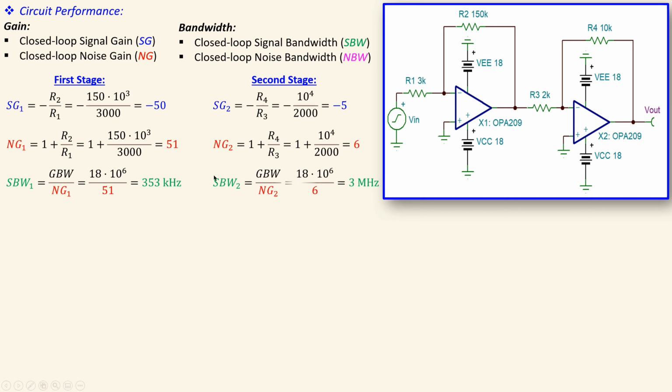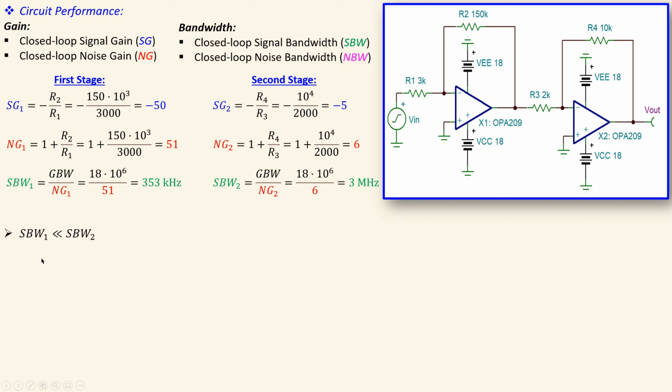Now, if you look at the signal bandwidth of this second stage, that will be again the gain bandwidth product of this op-amp divided by its noise gain. That will be the 80 megahertz over 6. That will be 3 megahertz. What you see is these two stages have definitely a different signal bandwidth. So that will of course now determine your actual bandwidth of the complete circuit.